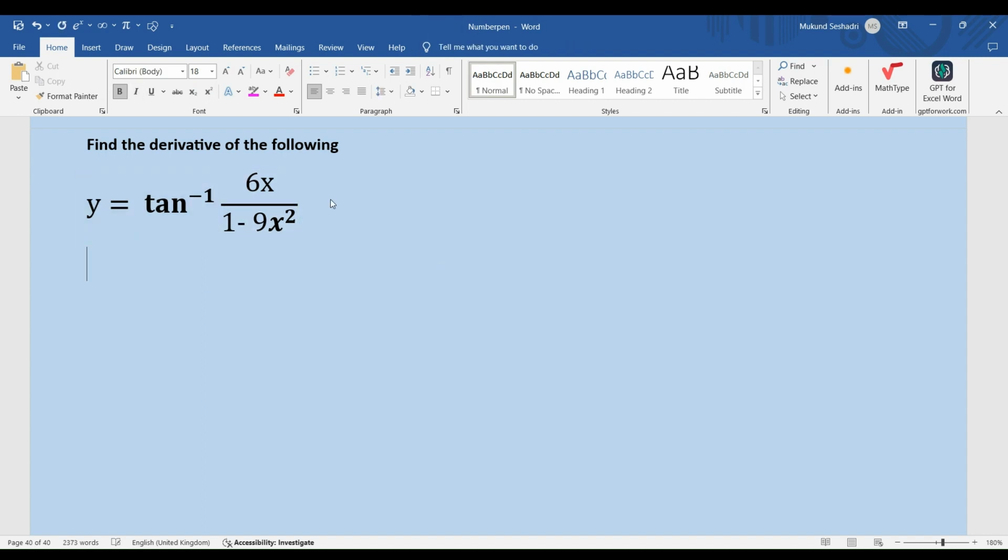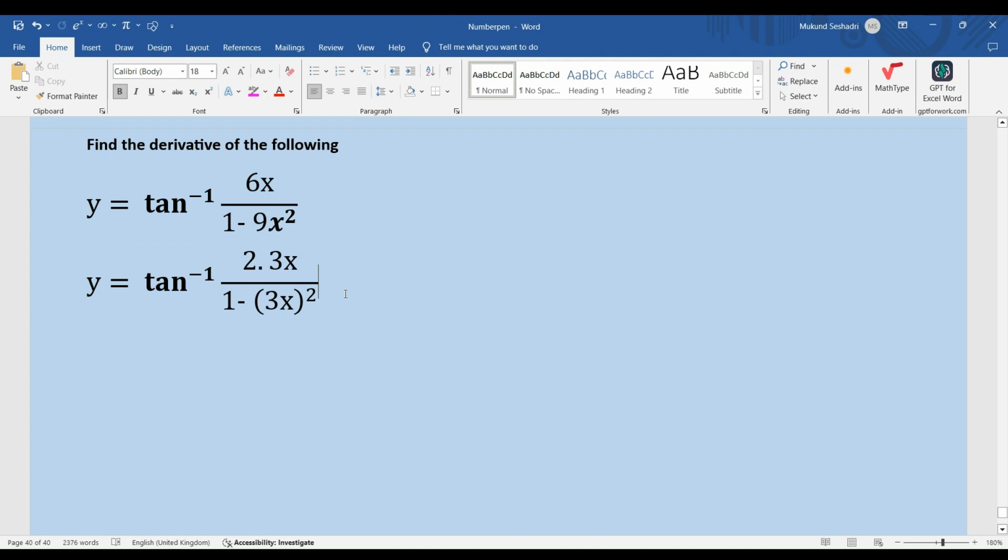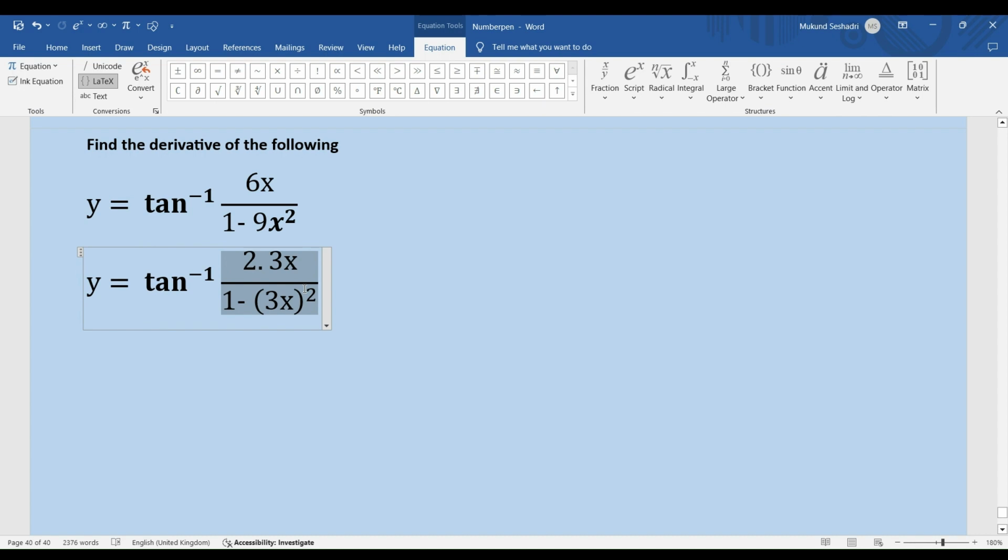So I'm going to rewrite this expression inside tan inverse in a slightly different manner, but without changing the expression, right? I'm going to write it like this: 2 into 3x, divided by 9x square, which is nothing but 3x the whole square, right? And now for a minute, let's forget y and look at the expression inside tan inverse, and I'm going to pull it out and start afresh in a new line.